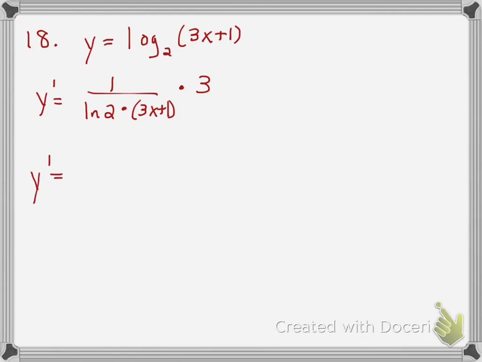All I'm going to do is do some rewriting. Put the 3 on the top of your fraction. Once again, I like to put the 3x plus 1 in front and then write the natural log of 2 afterwards. That way I show that they're kind of separated, they're different from each other. All right, but that's it.